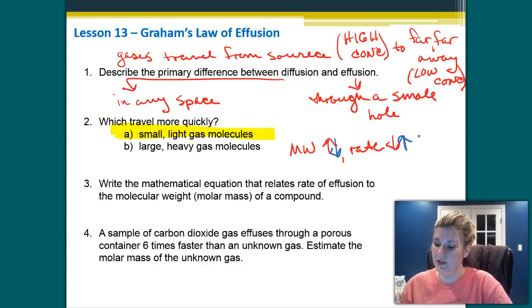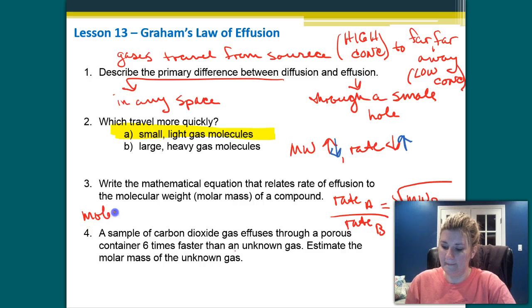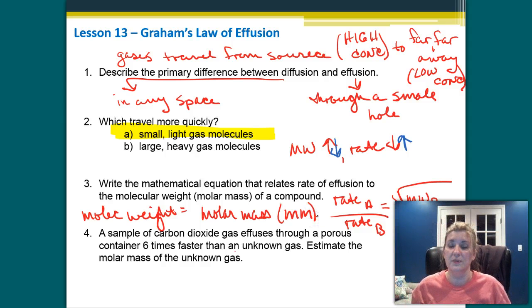The mathematical equation that relates rate and molecular weight goes something like this. We have the rate of some gas A over the rate of some gas B equaling the square root of the molecular weight of B over the square root of the molecular weight of A. Remember, molecular weight is also the same thing as molar mass. So you might see that as MW or you might see it as MM. It doesn't matter as long as you're using it the same way.